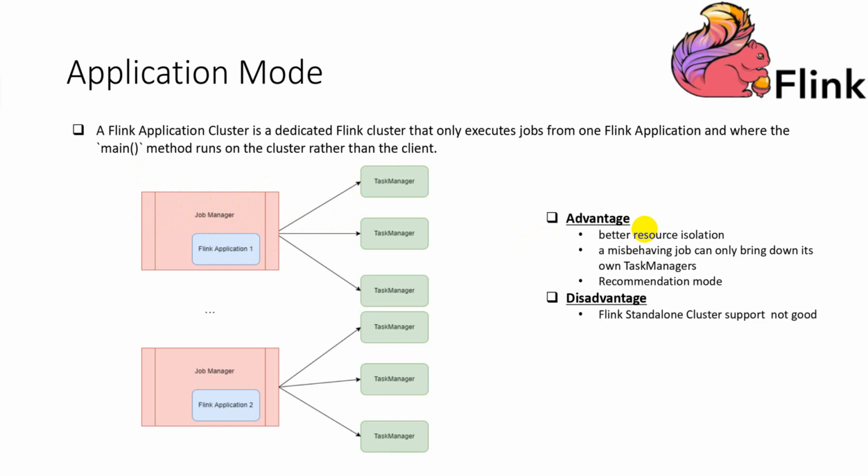Let me give you the advantage and disadvantage of such a model. Advantage: the application model has better resource isolation, and a misbehaving job can only bring down its own task managers. And this deployment model is the recommended model by Flink. And the disadvantage: the Flink standalone cluster does not support it well.